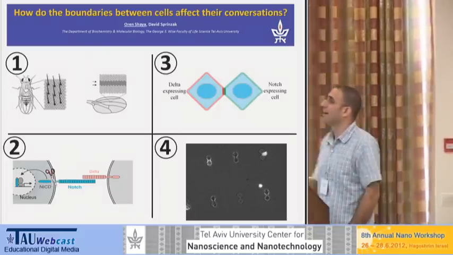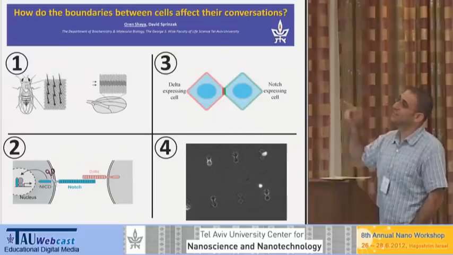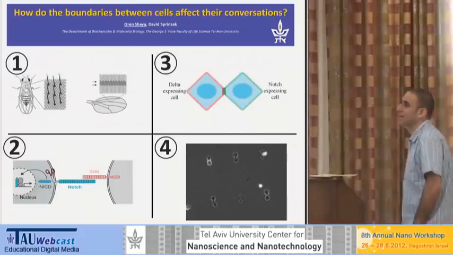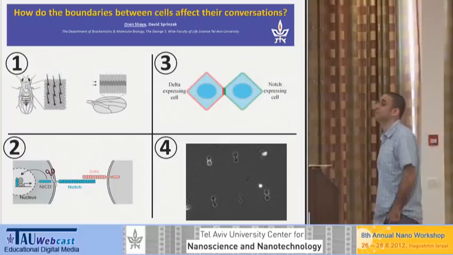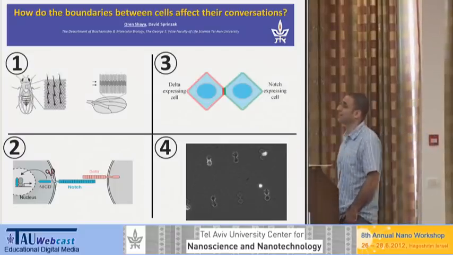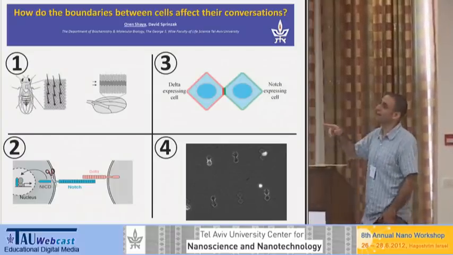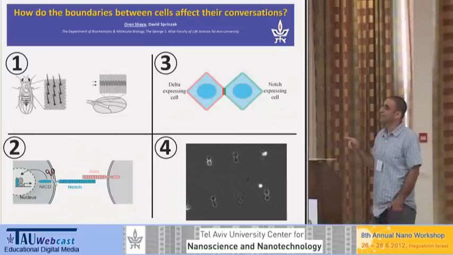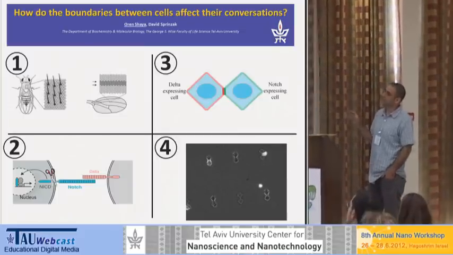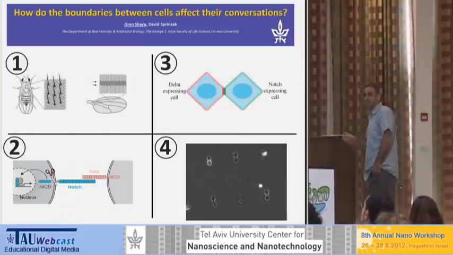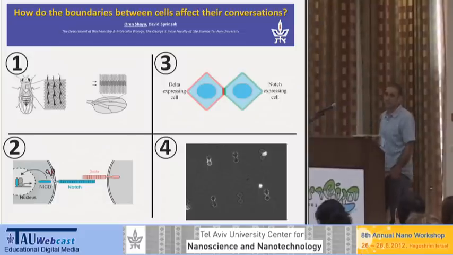So I'll begin. On the first panel, you see a fly, a fruit fly. Biologists really love flies, really can't get enough of their flies. And as you can see on the back of the fly, there is a tissue. In the tissue, some of the cells are regular cells, and some of the cells are hair cells.